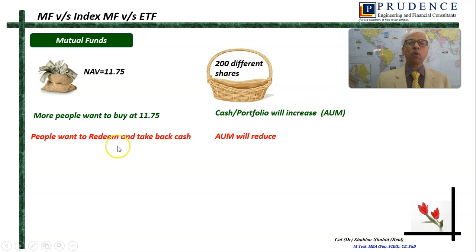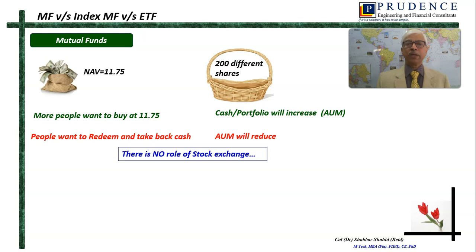Now suppose the people want their money back, they want to redeem. They will give the units back to the management company. They will extinguish them, tear and throw them away, and give the money back at the new rate to the investors. So the AUM will reduce. If too many people come to take their cash back, then probably the company may have to sell some of the stocks and get the money and give them back. The AUM will further reduce. This much we have already studied. So the key point here is that there is no involvement of the stock exchange.